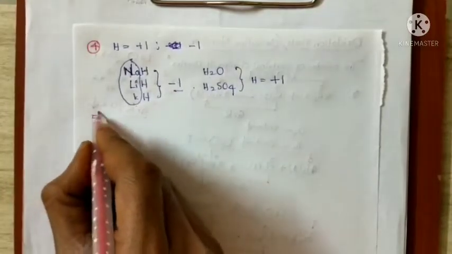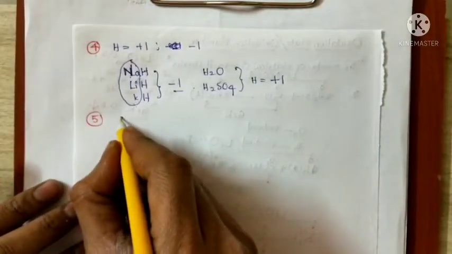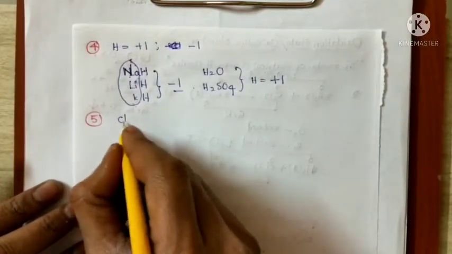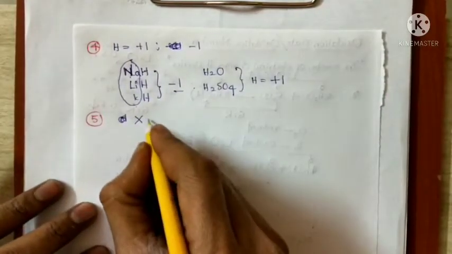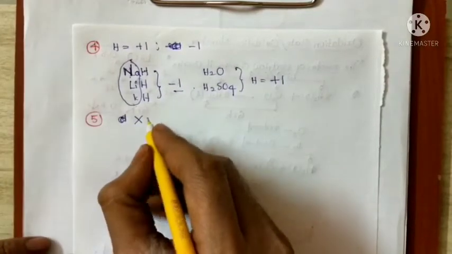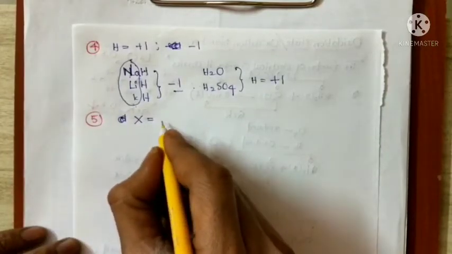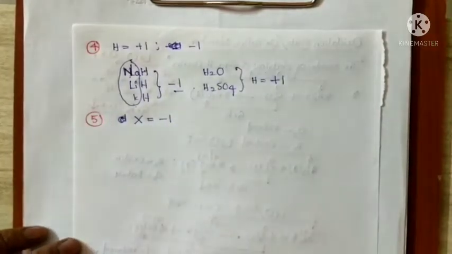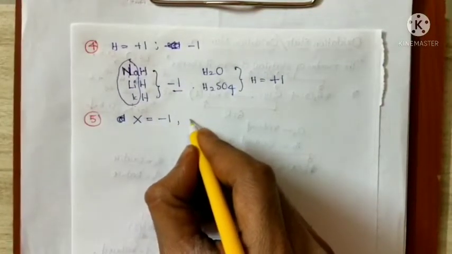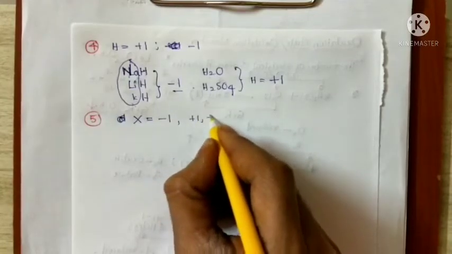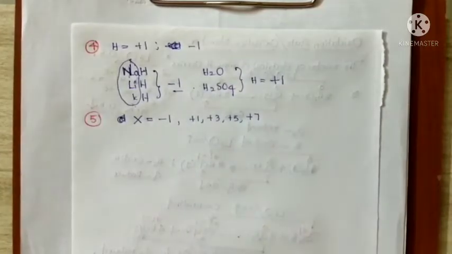Next is the fifth rule: halogens. Generally halogens exhibit the oxidation state X-, that means fluorine, chlorine, bromine, iodine. We call these the halogens. The general halogen oxidation state is always -1. But sometimes some halogens can exhibit the +1, +3, +5, +7 oxidation states also.